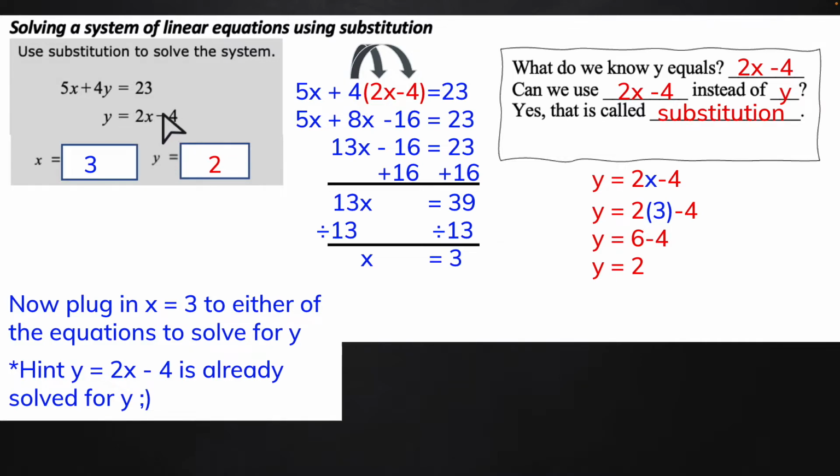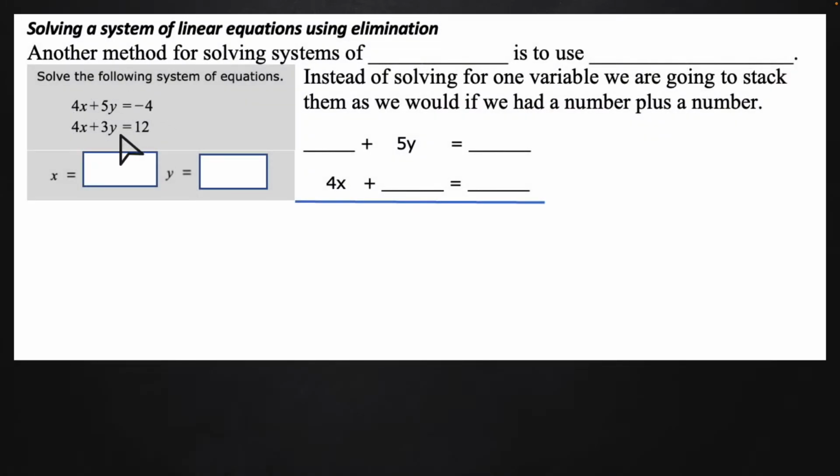Well, if we look at these equations, they're not set up as nicely. There isn't just one where I know what x equals or what y equals. I'd have to do some manipulation there to get that to equal x or y. So another method for solving the system of equations is to use elimination.